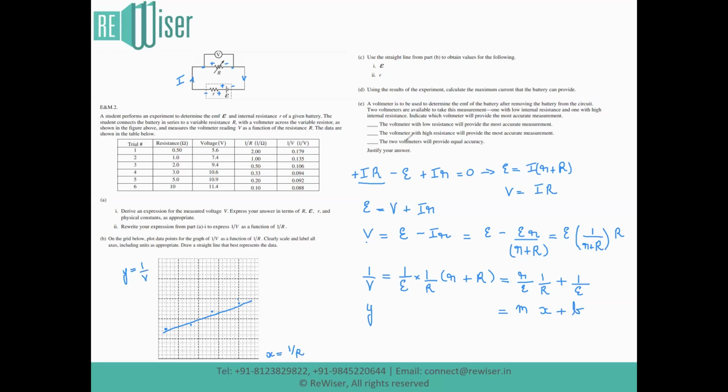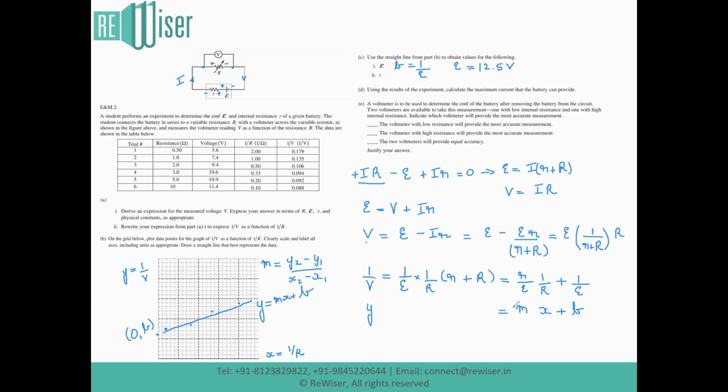Moving on to the next part. Use the straight line to obtain the values of the following, that is epsilon and r. Epsilon you can find out from the value b. Here, in an equation y is equal to mx plus b, m stands for the slope, which can be found out as y2 minus y1 divided by x2 minus x1. b is nothing but the y-intercept, 0, b. Extending the line backwards, the y-intercept can be found out. And since b is nothing but 1 by epsilon, epsilon value can be found out to be approximately 12.5 volt.